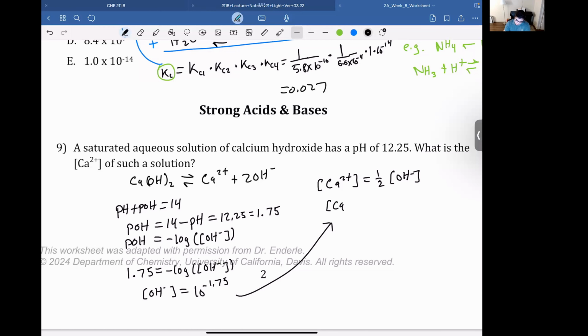All right, and then we have the concentration of calcium is 10 to the negative 1.75 over 2. And then we can just plug this in. We get 0.0089 molar. And that's it.